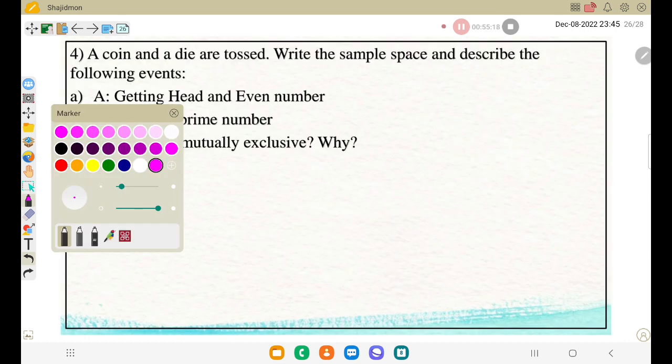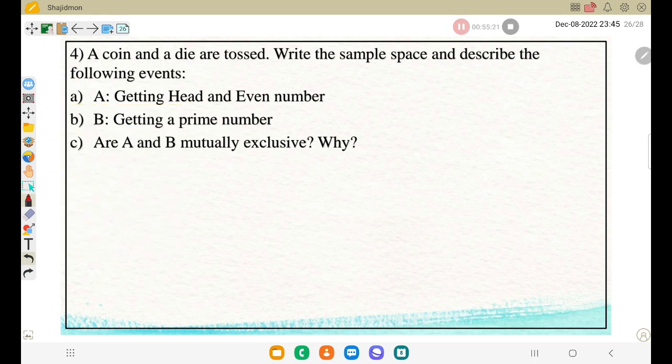Question number 4, here you can read. A coin and a die are tossed. Coin is tossing, die also tossing together. Write the sample space of the random experiment, and describe the following events: A, getting a head and an even number; B, getting a prime number. Another question: are A and B mutually exclusive? If not, why not? This is our question. Okay, so we will do that question.